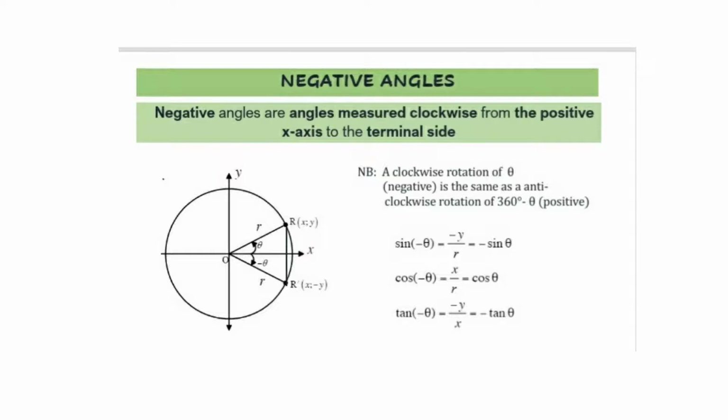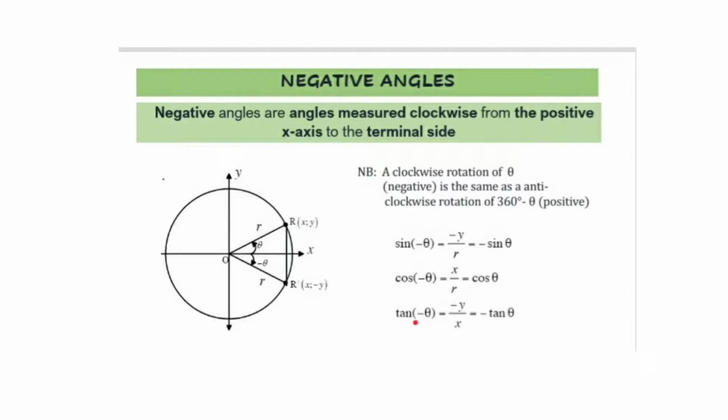Okay, so negative angles are measured clockwise from the positive x-axis. If theta is that angle, anti-clockwise in the first quadrant, then negative theta is an angle in the fourth quadrant. So what is sine in the fourth quadrant? Well, it's negative y over r, which gives you negative sine theta. What is cos in the fourth quadrant? Well, cos is x, which stays positive, over r. So cos of a negative angle is equal to cos of the same angle without the negative.